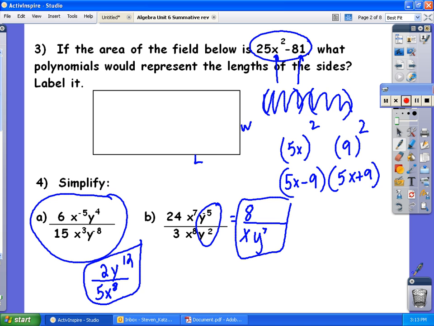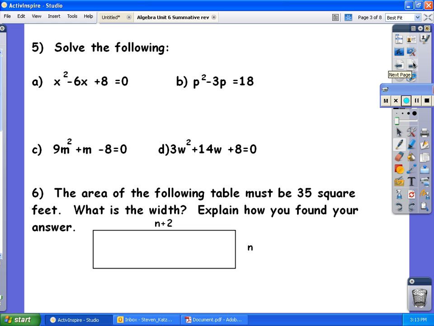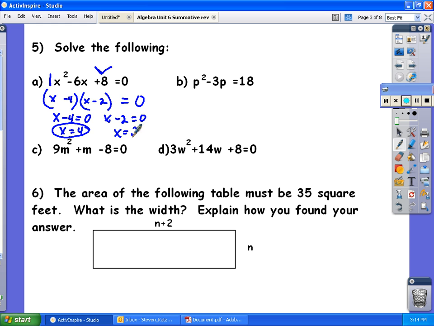Now, next problem. We'll go to the next page. And it says solve the following. So, again, these are all quadratics. This is a 1 in front of the x squared, so I can factor this into the two binomials automatically because it's a special trinomial. I'm looking for the two numbers that multiply to positive 8 but add to negative 6, and that would be negative 4 and negative 2. So my two binomials are x minus 4 times x minus 2. So x minus 4 equals 0, and I'm going to set the other one equal to 0. And when I solve both of them, I get my two answers, x equals 4 and x equals 2.